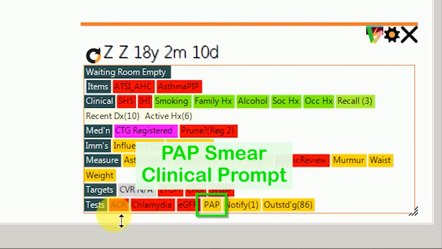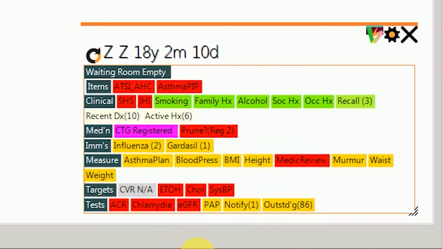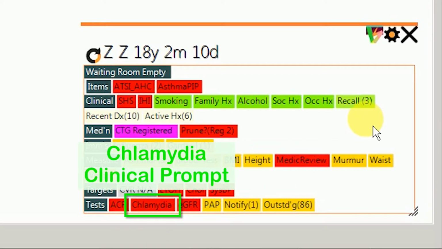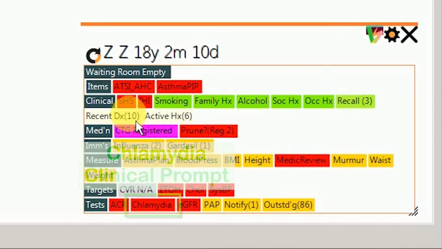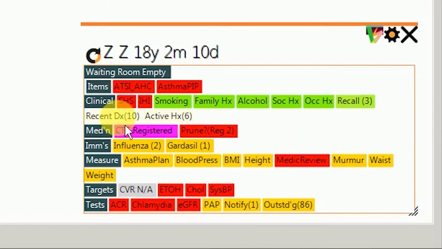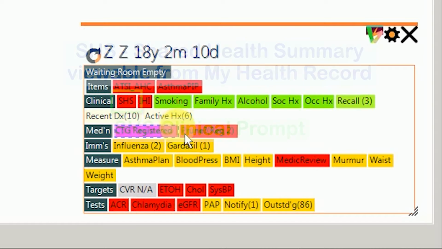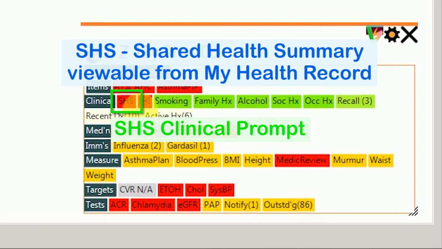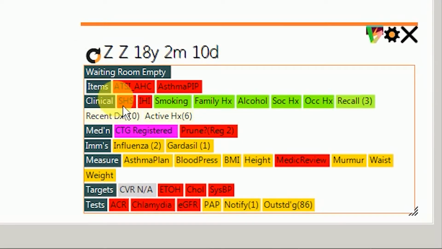When I get her back for the pap smear, I'm going to have to do her chlamydia check at the same time as well. If I get time at the end of the consult, I might briefly mention opening up one of the health records for herself. She might be interested in viewing her medical summary at home.